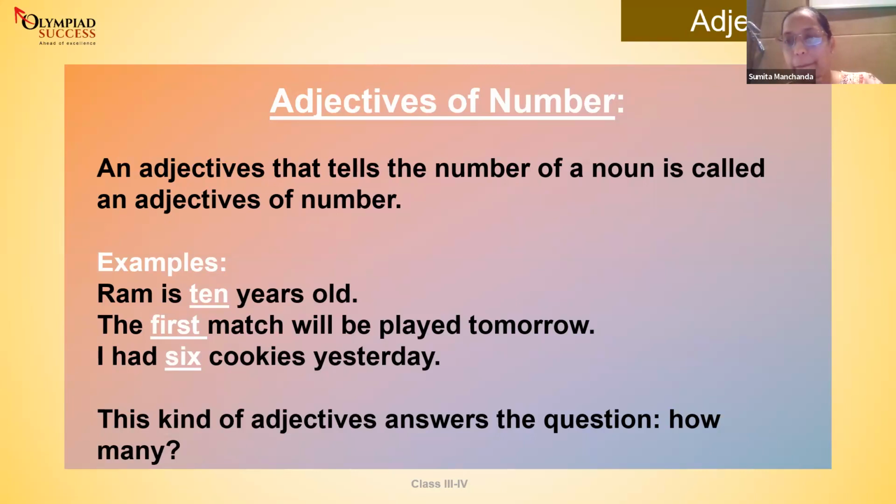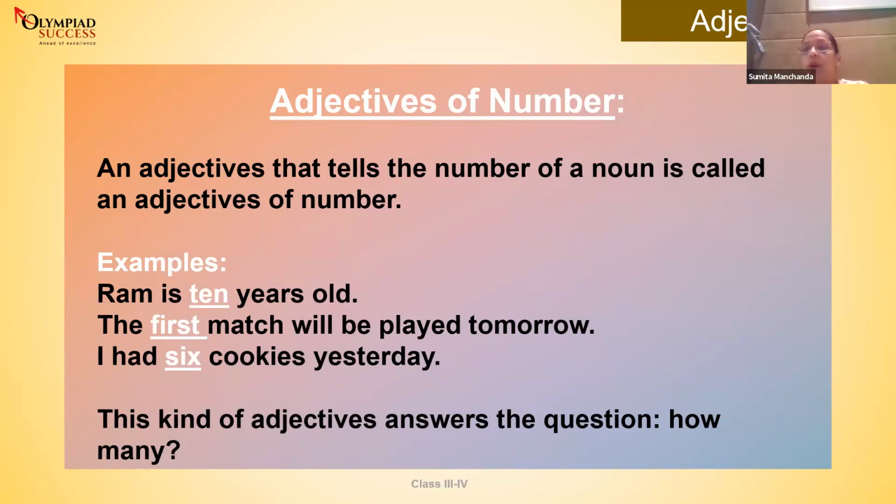Very good. How much? So children, the difference between quantity and number, there are three differences. The first is the question: how much is for quantity and how many is for number. Secondly, when we talk about quantity, quantity is uncountable, but numbers are countable. You can count them. Clear?